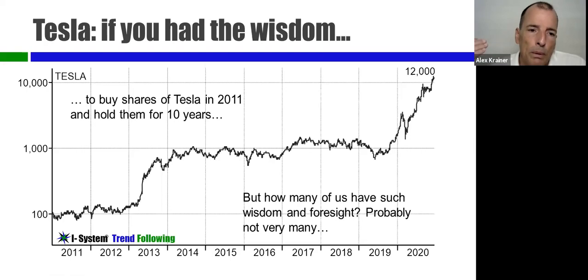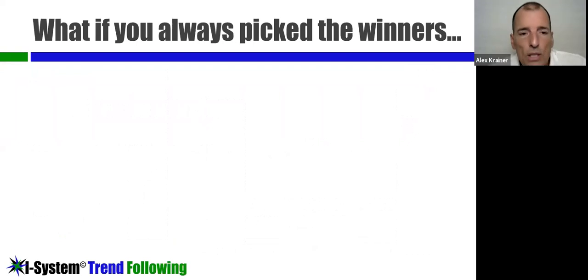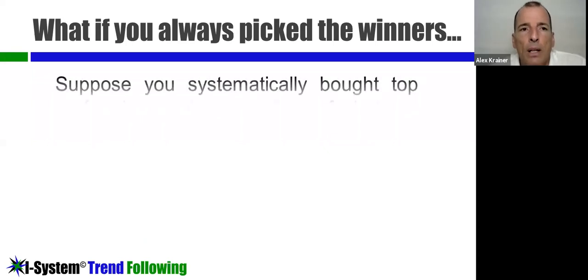Probably the only people who made their money 120 times on Tesla shares are people who didn't trade it, people who sat on it and forgot about it. And so I'll go back to the question of trend following. Basically, the question is, what if you systematically pick the winners? What if you always just pick the best performing stocks?